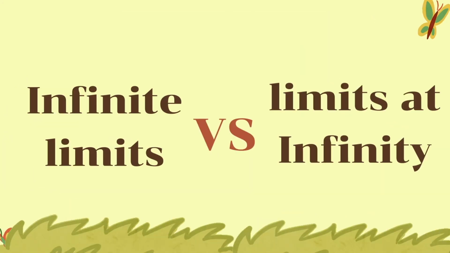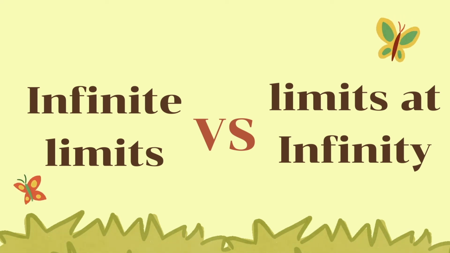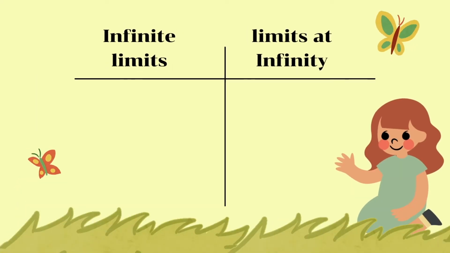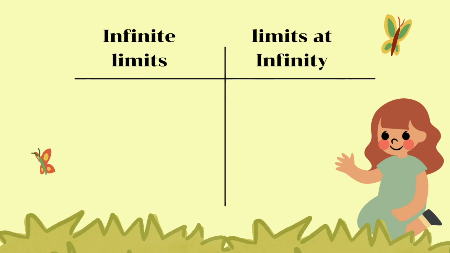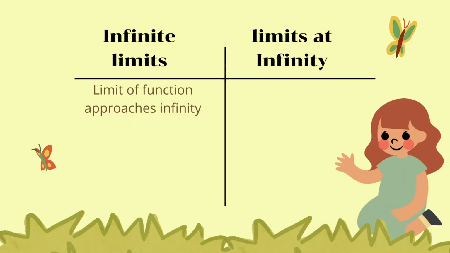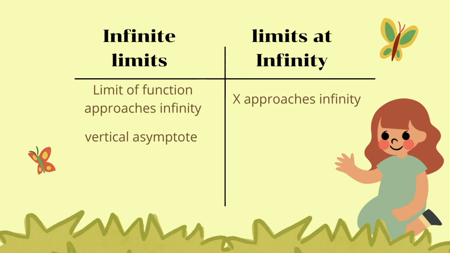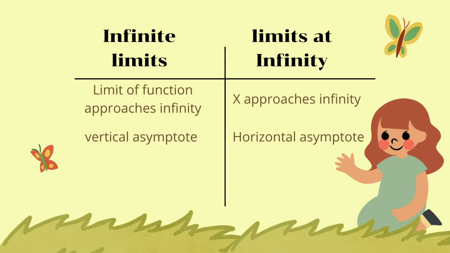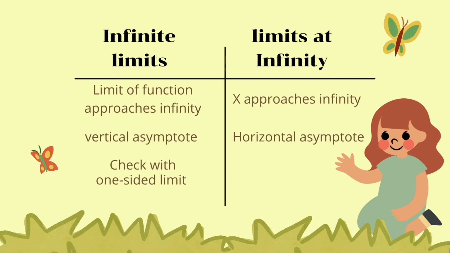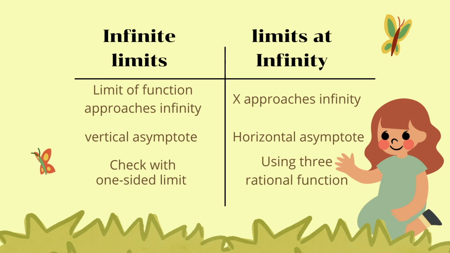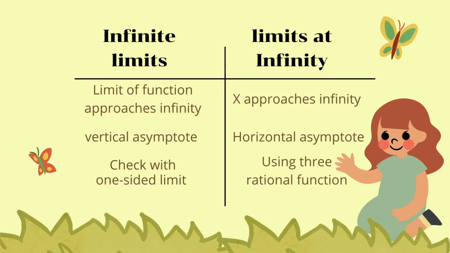I know it is a bit confusing between the topics of infinite limit and limit at infinity. However, it will be a lot easier if you can spot the difference. First of all, infinite limit is a limit in which f of x approaches infinity, while limit at infinity is when the x value approaches infinity. Second, infinite limits deal with the vertical asymptote, while limits at infinity deal with the horizontal asymptote. Third is the method of calculating. Infinite limit uses one-sided limits, while limit at infinity will use the three rational function rules.